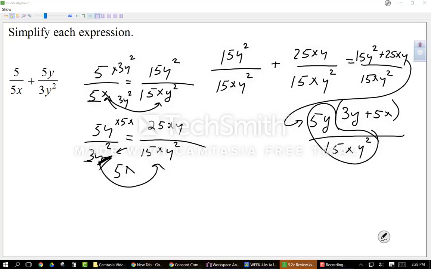I can simplify my 5 and 15. This becomes a 3. And then I have one y here, but I have 2 in the bottom, so one of them goes away, and I'm left with just one of them. So my final answer is 3y plus 5x over 3xy.